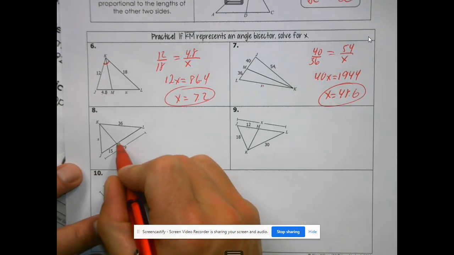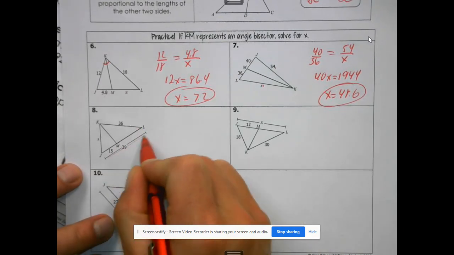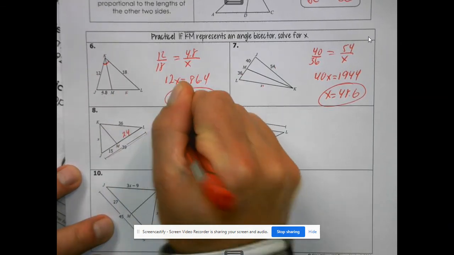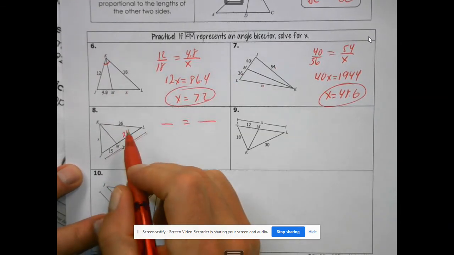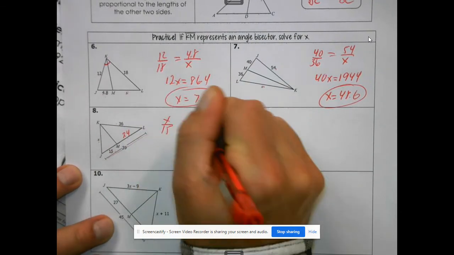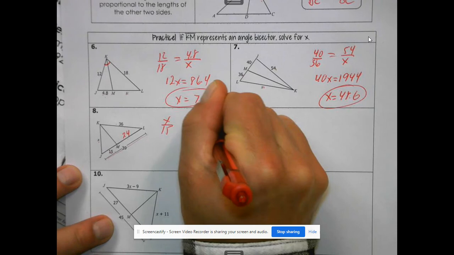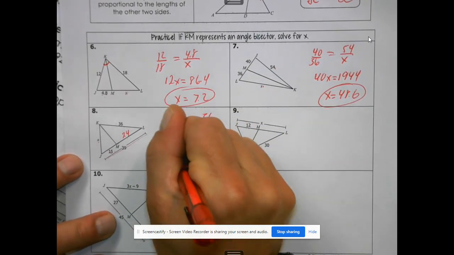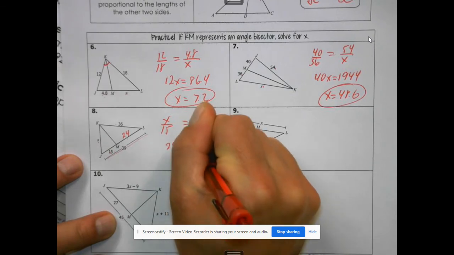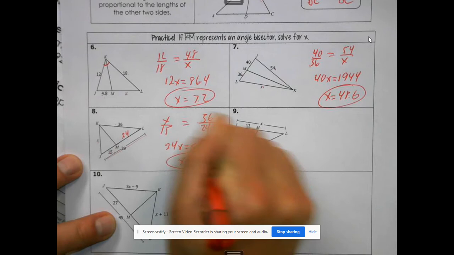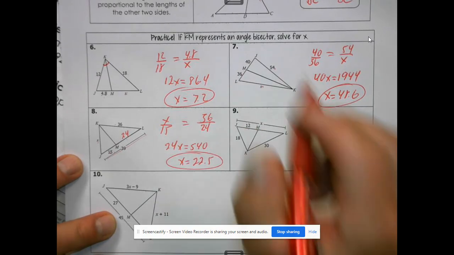Number 8, you have to find the missing piece right here. The whole thing is 39. Subtract off the 15 to get 24. And set up your proportion. Let's go top down. X over 15 equals 36 over 24. Cross multiply, we'll have 24x equals 540. 24 goes in there 22.5 times.